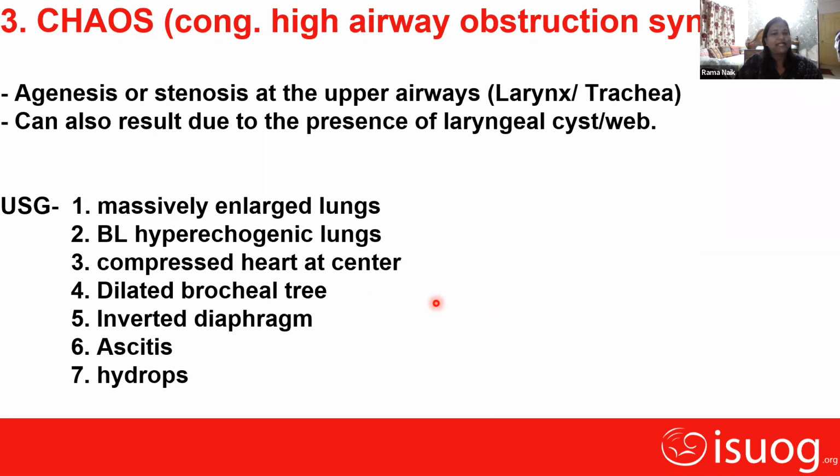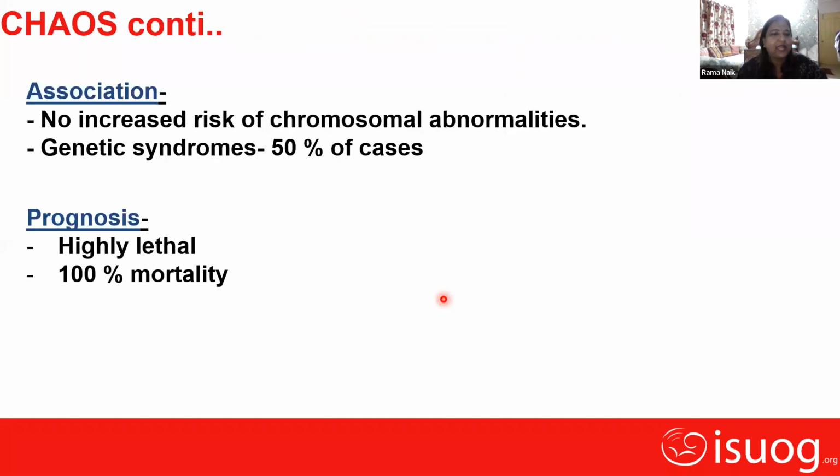You will see massively enlarged, bilateral, hyperechogenic lungs. Both enlarged lungs will compress the heart at the center. The bronchial tree will be dilated, and the dome-like structure of the diaphragm will disappear; it will be more inverted. You can find ascites and hydrops. There is no increased risk of chromosomal abnormality, but it can be associated with a genetic syndrome in 50% of cases. That's why you have to evaluate the case, and the prognosis is mostly lethal with high mortality.